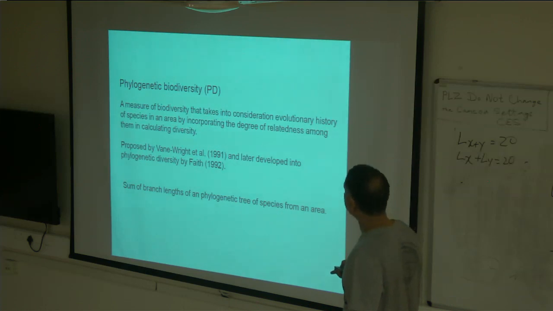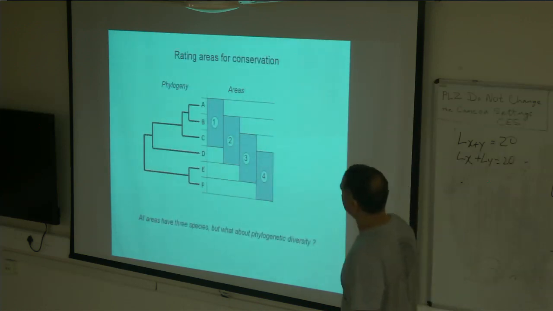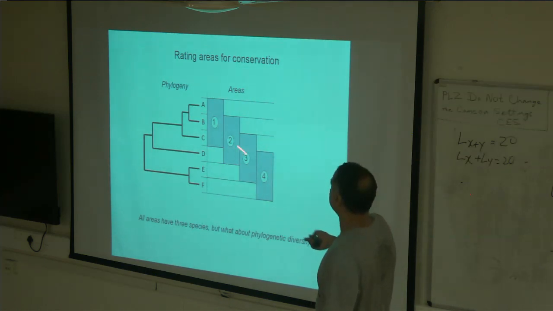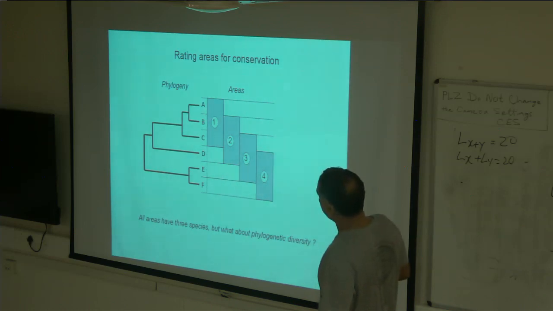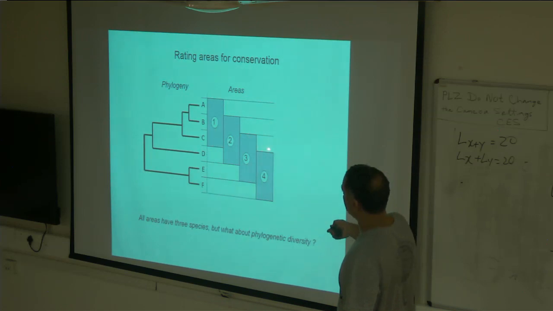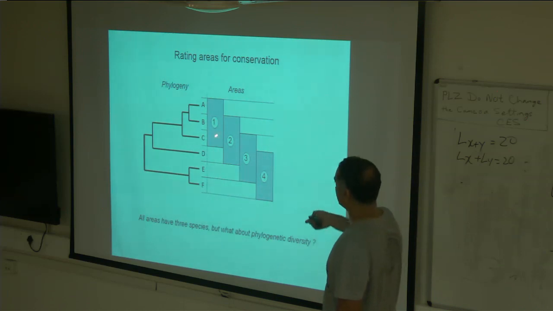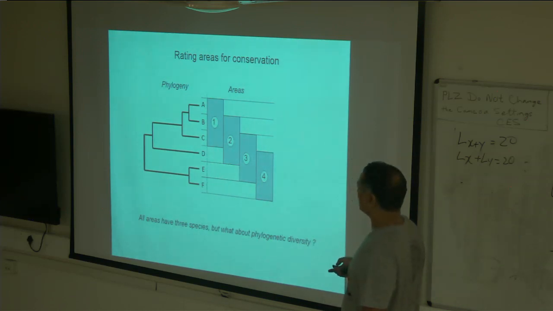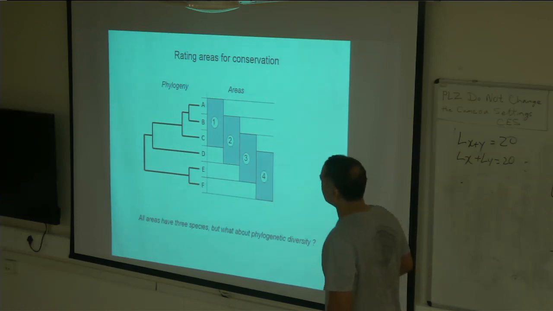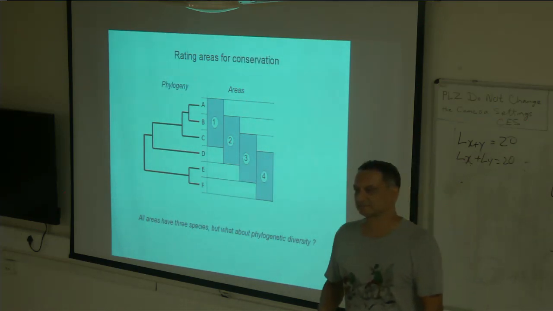Okay, what do I mean by that? Here's an example. You have 4 areas. All of them have the same number of species. So that bar is basically, what are the species in that area. For example, area 1 has A, B, and C, and so on. So which among these 4 areas has the highest phylogenetic diversity?